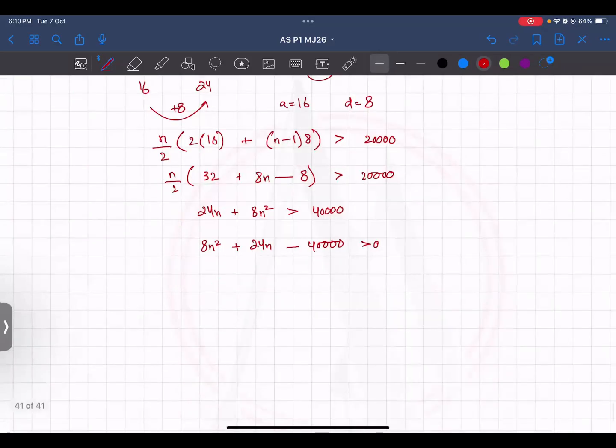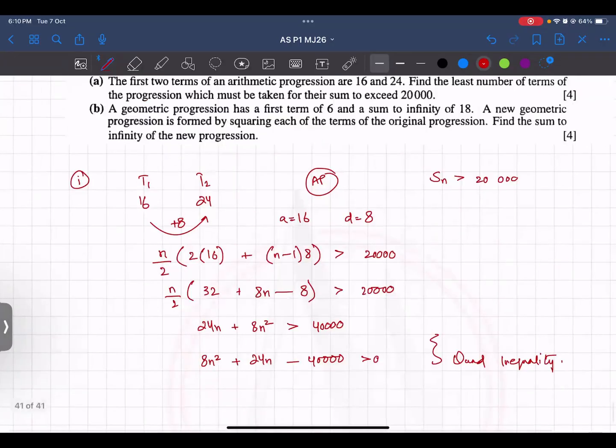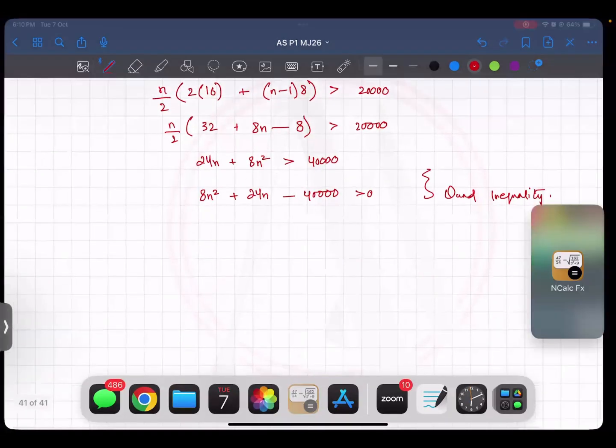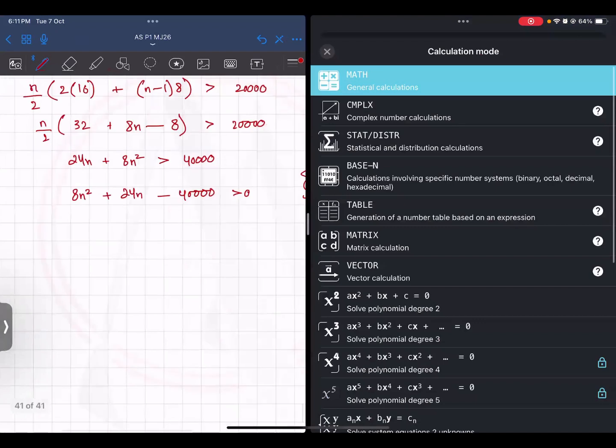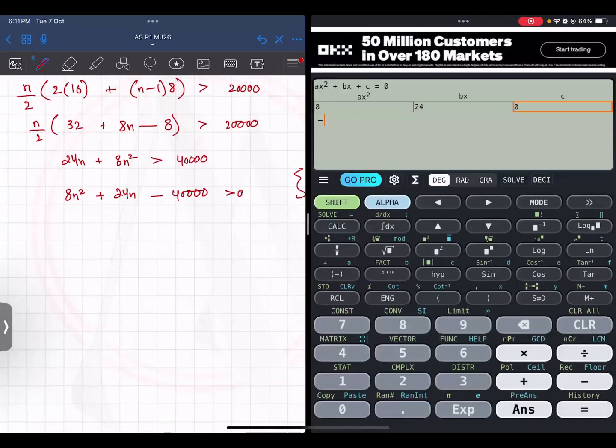And I told you what you do. You find the roots. This is a quadratic inequality. You have done this before, and you know how to solve this. We want the least number of terms for it to exceed 20,000. So if you solve this quadratically, you will get the value of n when it is exactly 0. You find the exact roots. So 8, 24, and minus 40,000.